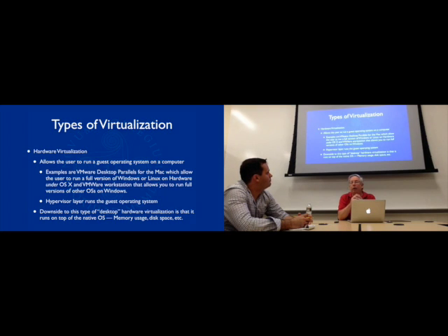Some examples of hardware virtualization are VMware Desktop and Parallels for the Mac. Both are virtualization packages that let you take the Mac and run Windows or another guest operating system on that machine while still running the host operating system. So we're not just saying this Mac is now a PC. It's running Mac OS, and it's running Windows or Linux on top of, basically as an application on top of, the host OS.